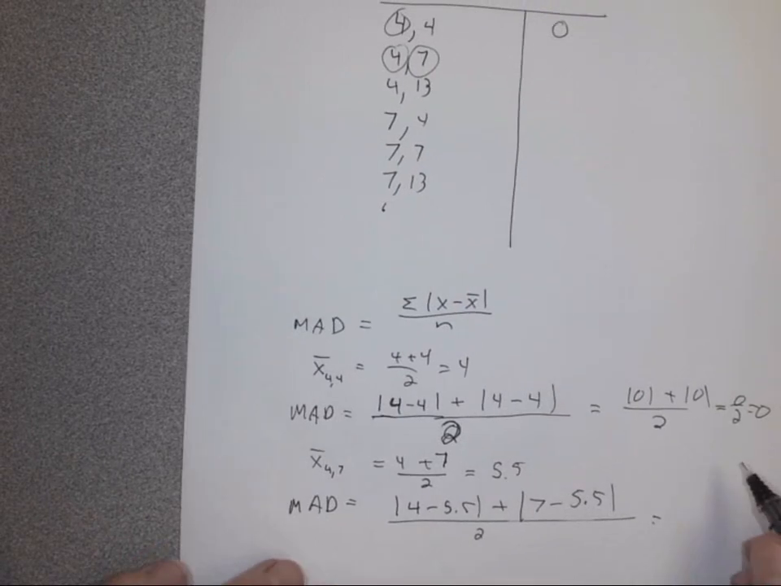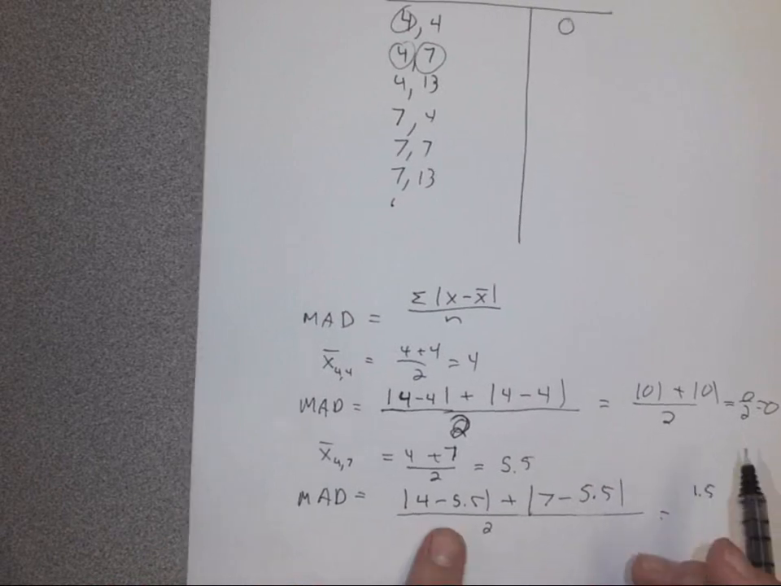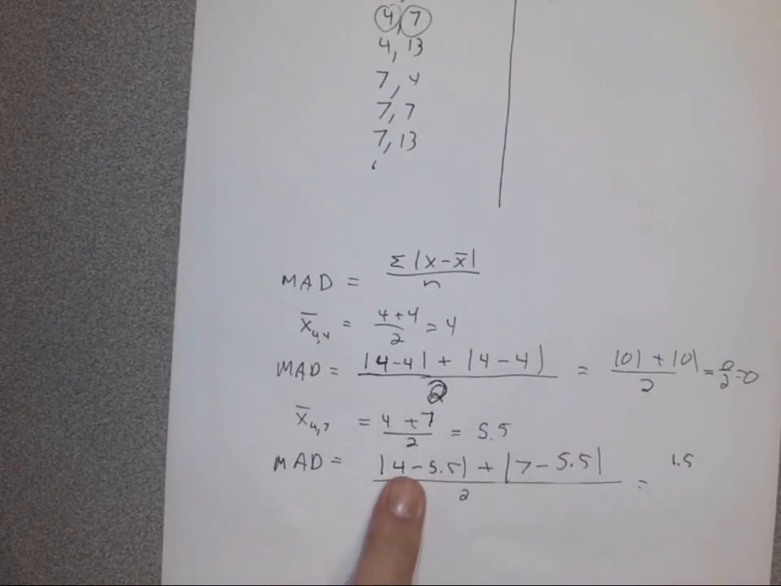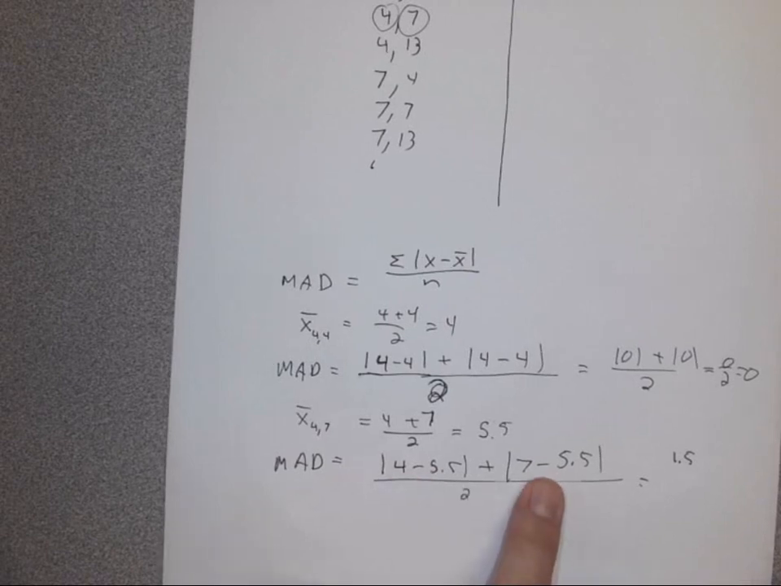Then just use a calculator. So this is going to be 1.5. Technically, when you calculate that difference, it's negative 1.5, but when you take its absolute value, it turns into positive 1.5. Same thing here. This is going to be 1.5 as well. So plus 1.5, all divided by 2 is going to be equal to 1.5.